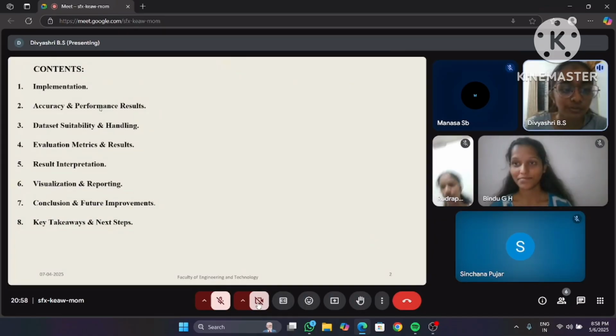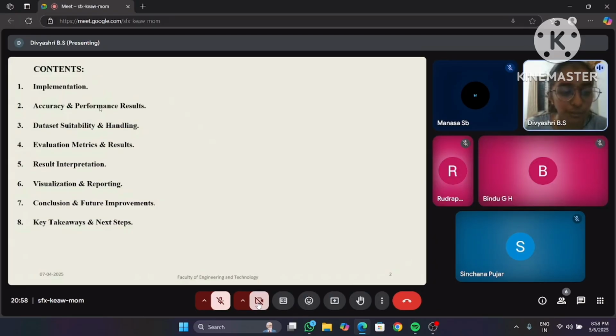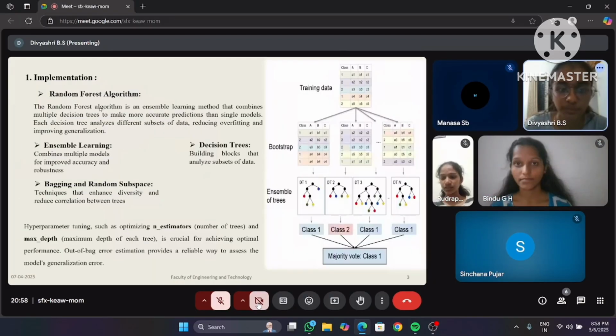Here is a quick overview of the contents: implementation, accuracy and performance results, dataset suitability and handling, evaluation metrics and results, result interpretation, visualization and reporting, conclusion and future improvements, and key takeaways and the next steps.